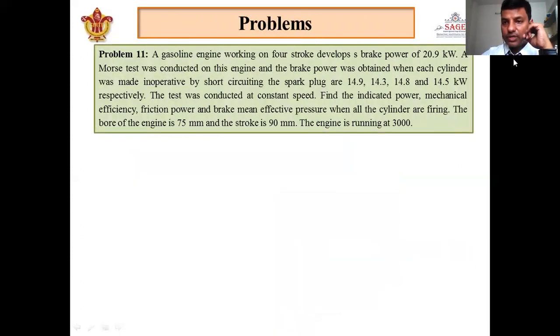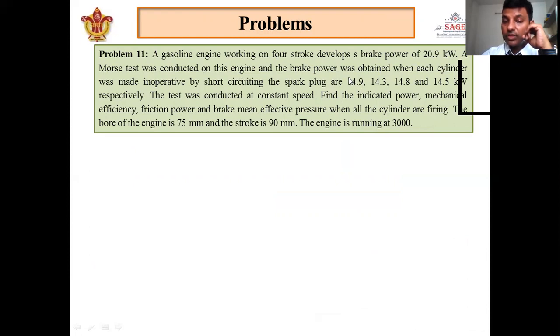Very simple problem, very small problem. A gasoline engine working on 4-stroke develops a power of 20.9 kilowatts. So total brake power is given as 20.9 kilowatts. A Morse test was conducted on the engine, and the brake powers obtained when each cylinder was made inoperative by short circuiting the spark plug are 14.9. Means what is this 14.9?